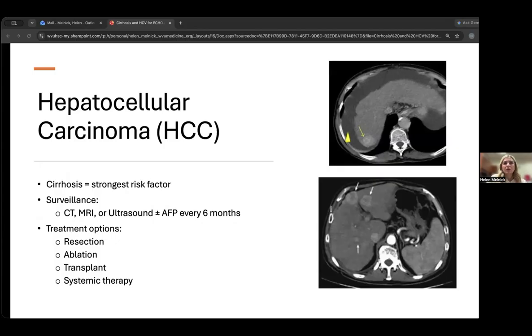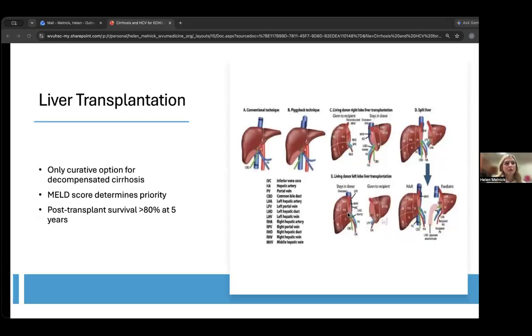Hepatocellular carcinoma. So cirrhosis is the strongest risk factor for HCC. Surveillance with ultrasound, CT, or MRI with an AFP, or alpha-fetoprotein, every 6 months improves survival by detecting tumors at earlier stages. AFP levels can rise in the setting of hepatocyte injury, regeneration, and malignant transformation, making it a clinically important primary biomarker for hepatocellular carcinoma surveillance and monitoring. Treatment options depend on tumor size, number, and liver function, ranging from resection to transplant to systemic therapy.